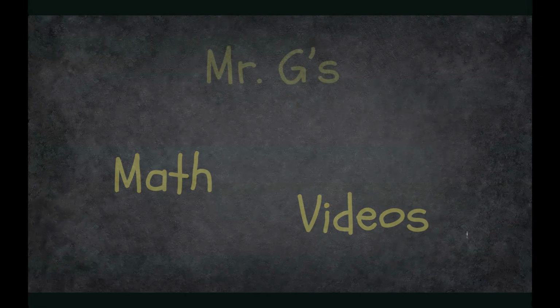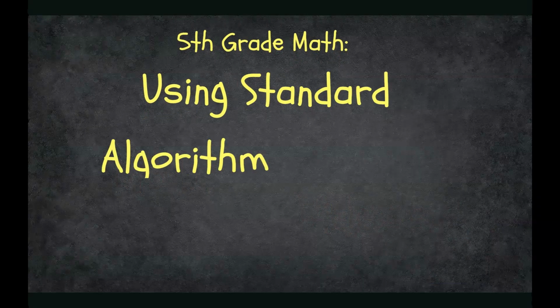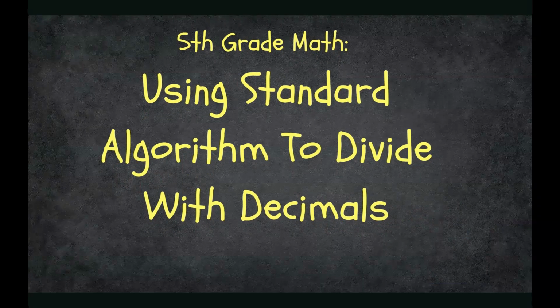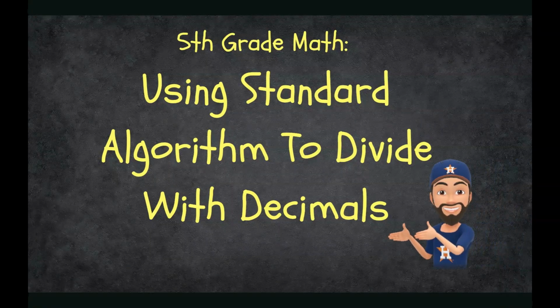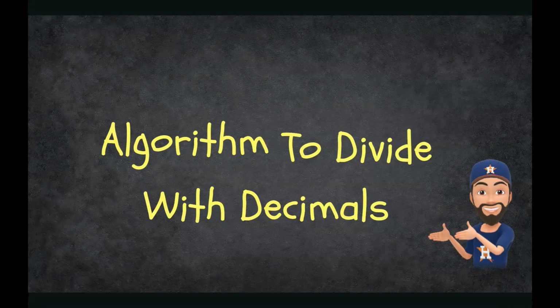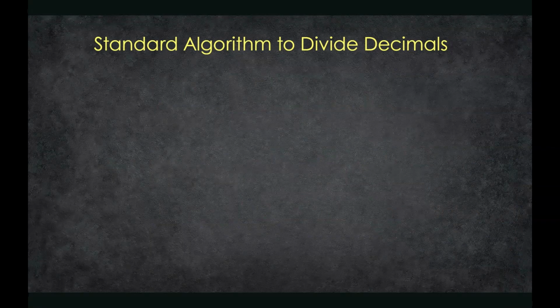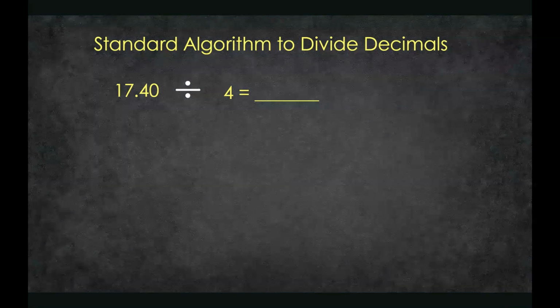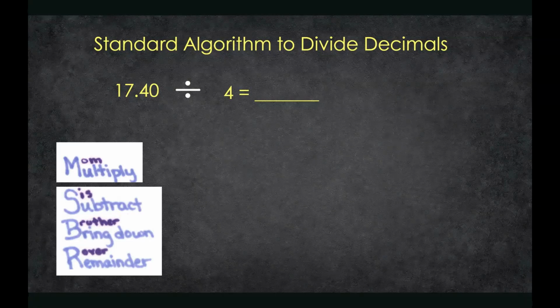In today's episode, we are going to be exploring the standard algorithm when we are dividing with decimals. So let's go ahead and jump right into it. All right, so standard algorithm to divide decimals. We've got in our first example 17 and 40 hundredths, and we want to divide that into 4 equal parts.